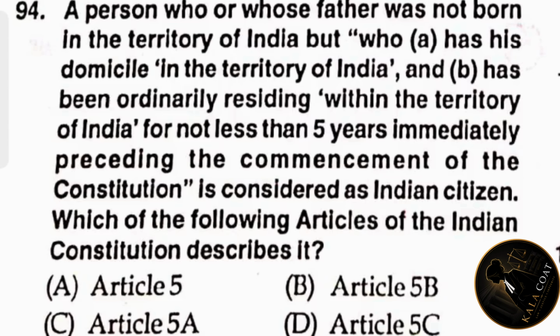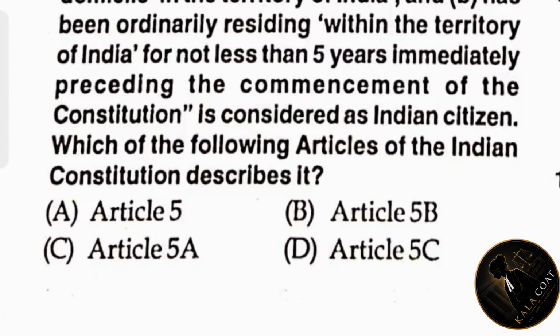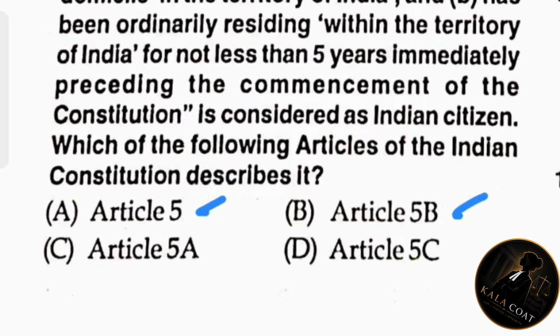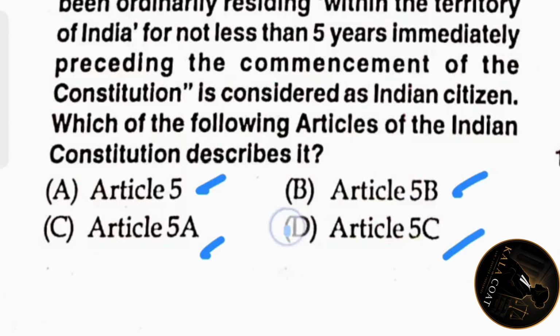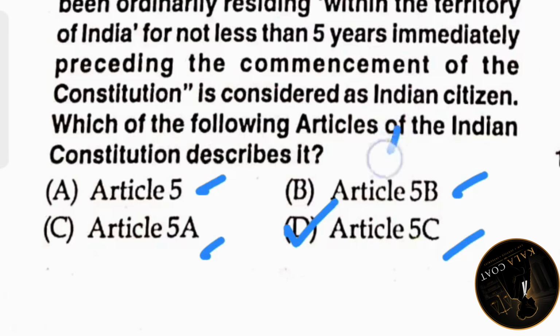Question number 94. A person who or whose father was not born in the territory of India but who has his domicile in the territory of India and has been ordinarily residing within the territory of India for not less than 5 years immediately preceding the commencement of the Constitution is considered as Indian citizen. Which of the following articles of the Indian Constitution describes it? Article 5, 5B, 5A or 5C? Correct answer है Article 5C. D is the right answer.